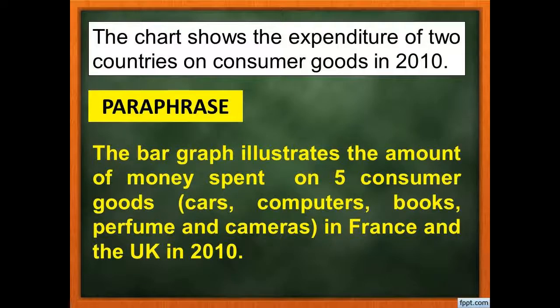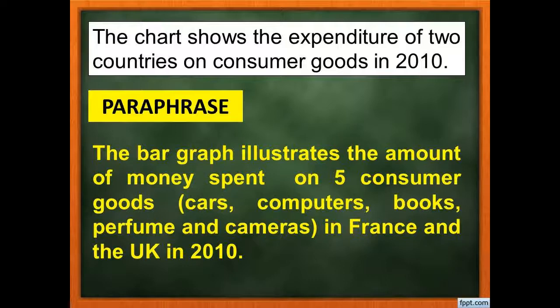Here is an example of a topic sentence. Let me read. The chart shows the expenditure of 2 countries on consumer goods in 2010. Below is its paraphrase. The bar graph illustrates the amount of money spent on 5 consumer goods, namely cars, computers, books, perfume, and cameras in France and the UK in 2010. Now, as you can see, the way it is expressed is different, but the sense is still the same. As I said in our previous lesson, when you paraphrase, you have to use synonyms.